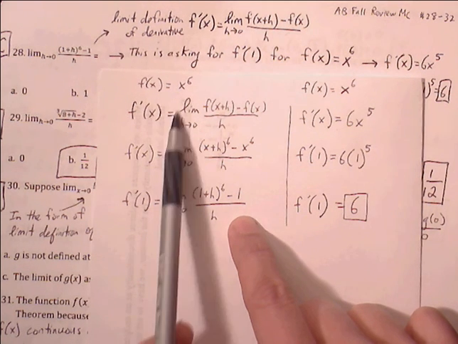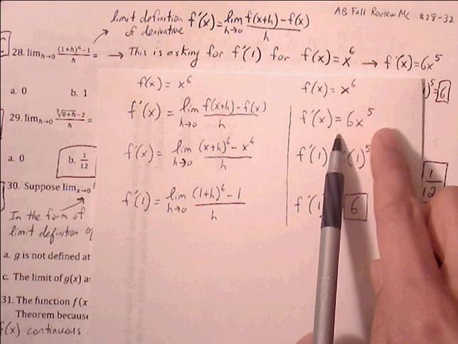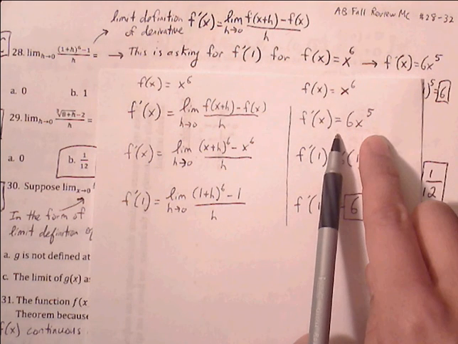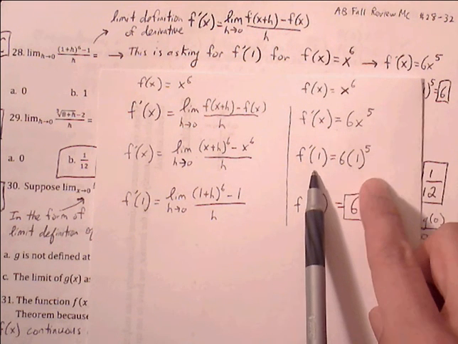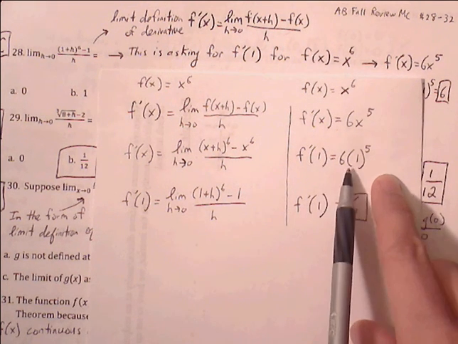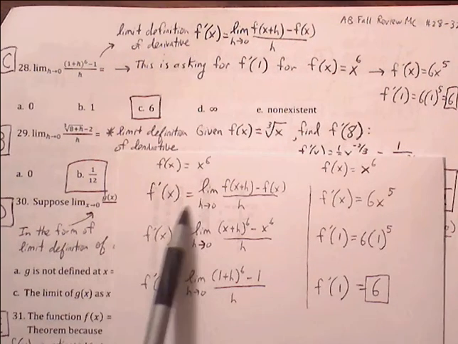So if we know that this is talking about x to the 6th and asking about the derivative evaluated at 1, then we can go down this column, right? We know we're talking about the function x to the 6th. We find the derivative, 6x to the 5th power, and then we evaluate the derivative at 1. So 6 times 1 to the 5th is equal to 6, and that is our answer. Okay.